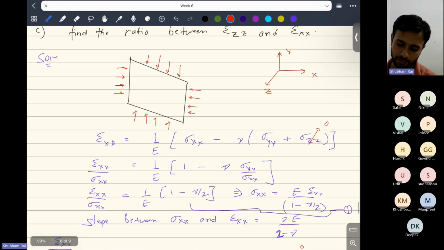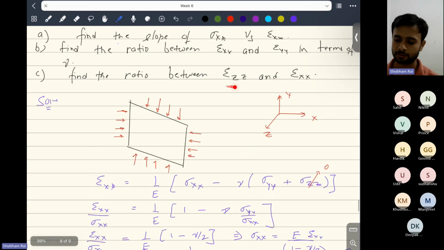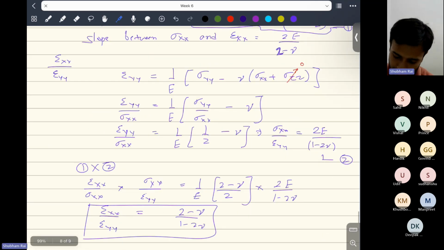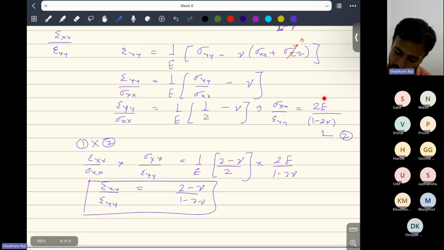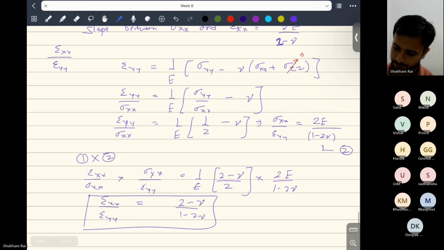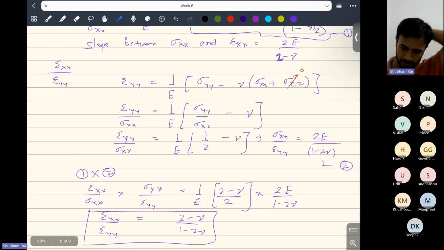So now we have found out the ratio between epsilon zz and epsilon xx also, and epsilon xx and epsilon yy also. Now let me once more check this one because I have some different answer for this question. Or maybe earlier I had committed some mistake. Let me just recheck. I think this calculation is correct, but let me just recheck. It's very simple. So this is fine. So sigma xx is twice of sigma yy.